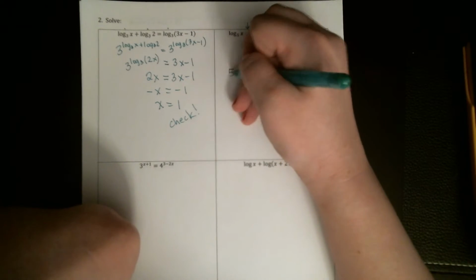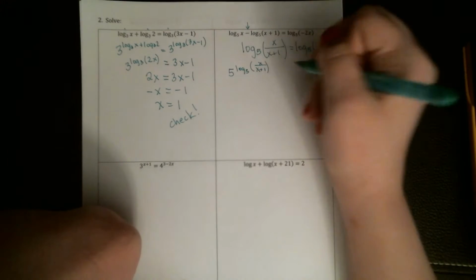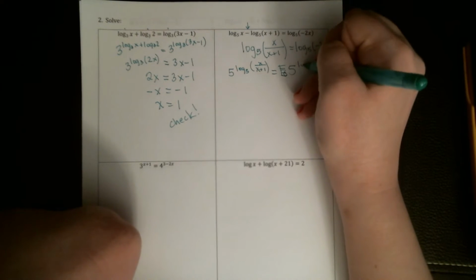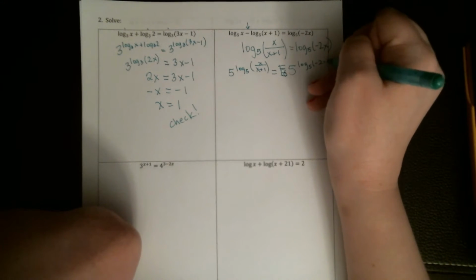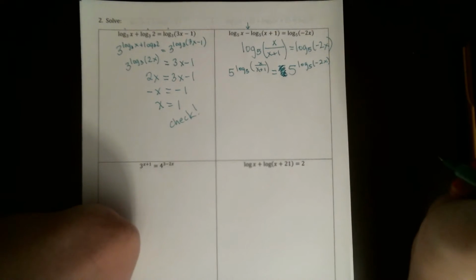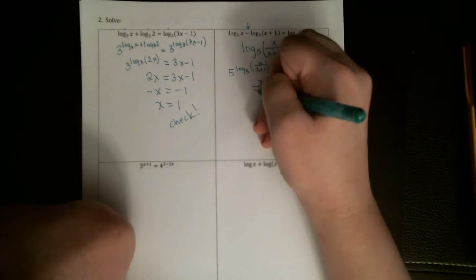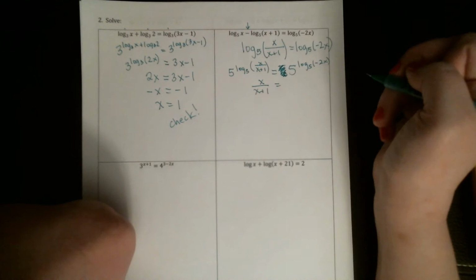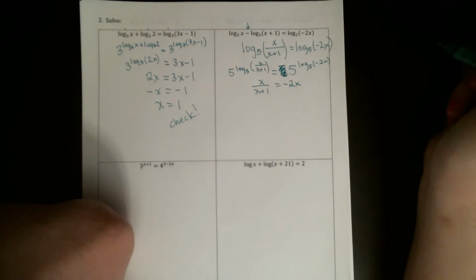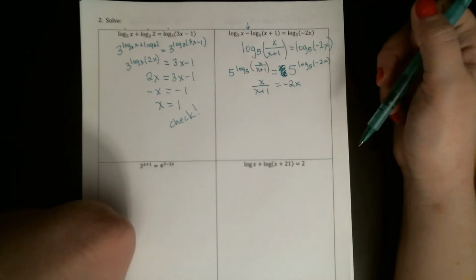So I'm thinking 5 to the log base 5 of x over x plus 1 equals 5 to the log base 5 of negative 2x. The 5s and the log base 5s both happen one right after the other, so we can cancel all of that extra mess and just say x over x plus 1 is going to equal negative 2x. We have now successfully converted this log equation into a rational equation.